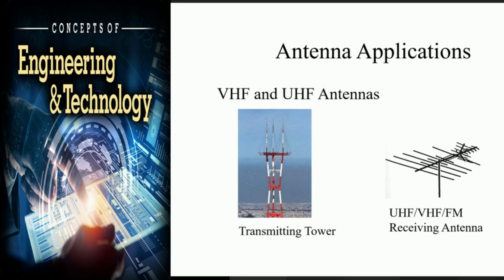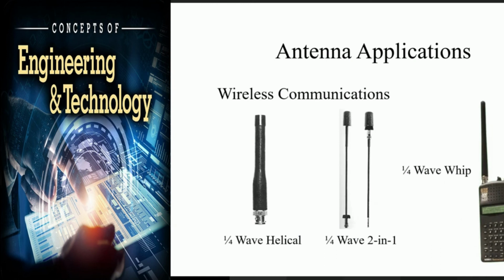So these are different applications. The UHF and VHF FM antennas were used to watch regional and national language television channels in the earlier stages, before cable operators and dish antennas. This is just for reference. For wireless communications, we have the 1/4 wave helical, then the 1/4 wave, the cordless phones we have in the home, and the walkie-talkies that personnel will be using, right.